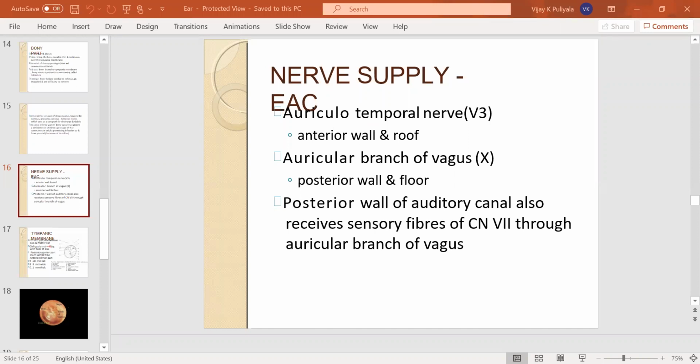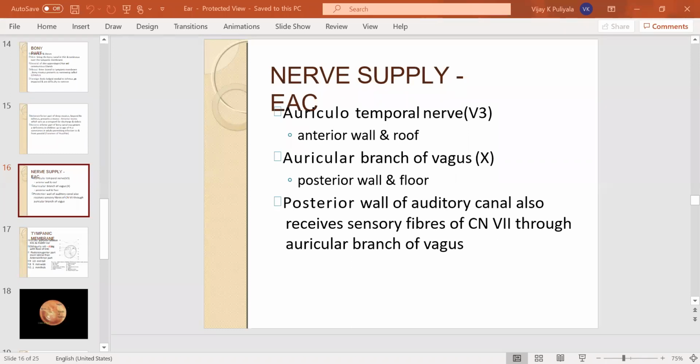Normally, what is the function of the eustachian tube? It equalizes the pressure on both sides. If there is any block here, the pressure is less, so the tympanic membrane is retracted towards the middle ear cavity. This causes disturbance in hearing and severe earache due to the retraction of the tympanic membrane.